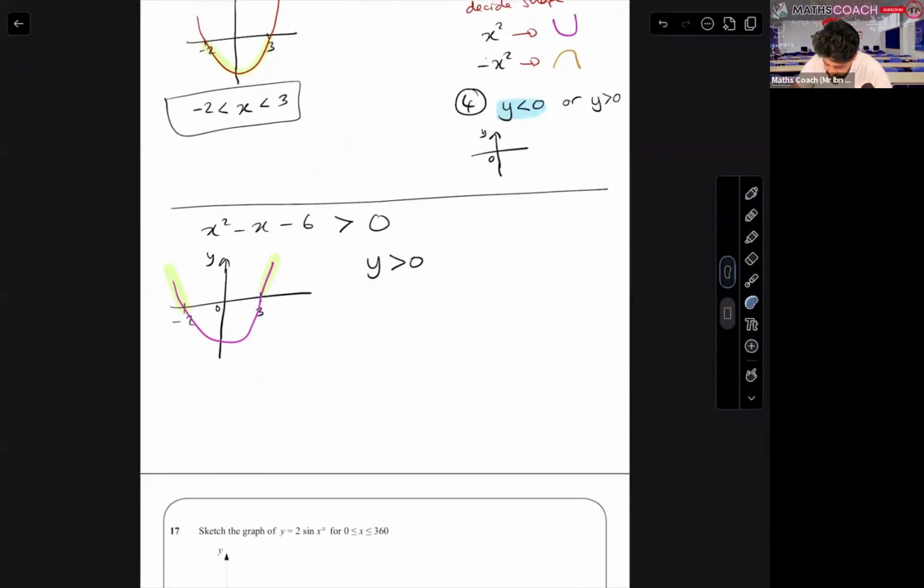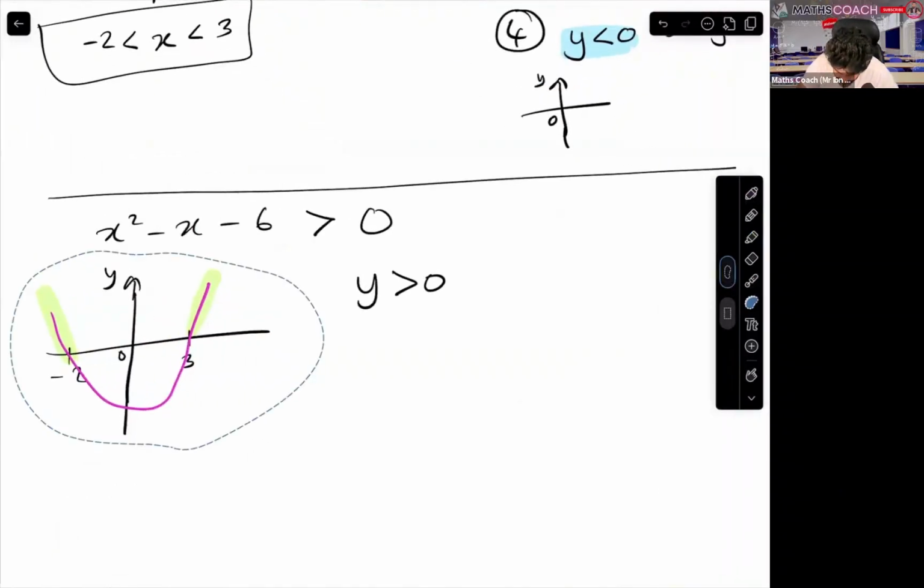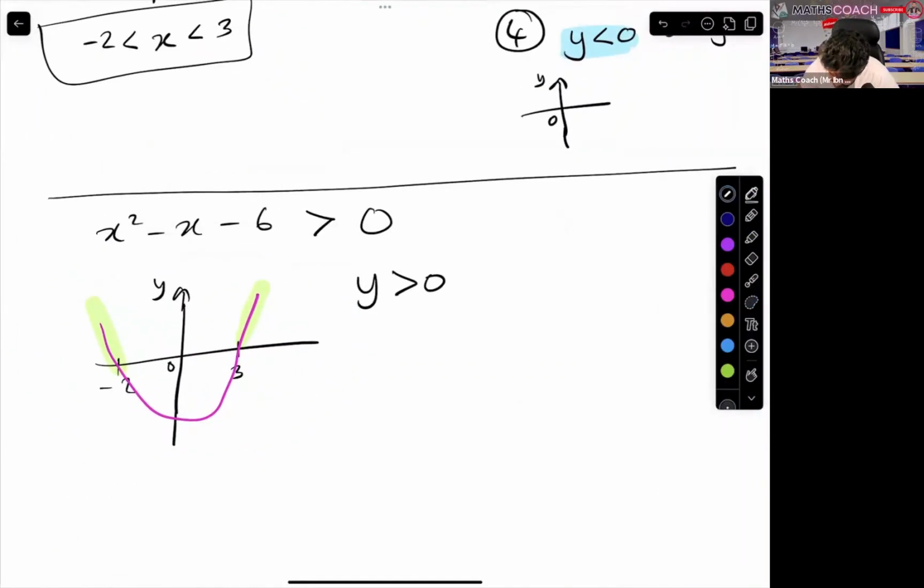Now watch this. This is the one that people normally struggle a little bit with. This part of the graph is when the values of x are greater than 3. For example, 4 will go up there and give me a value of y which is greater than 0. Likewise, on this side, anything less than -2 also hits the graph here and gives me y values greater than 0.